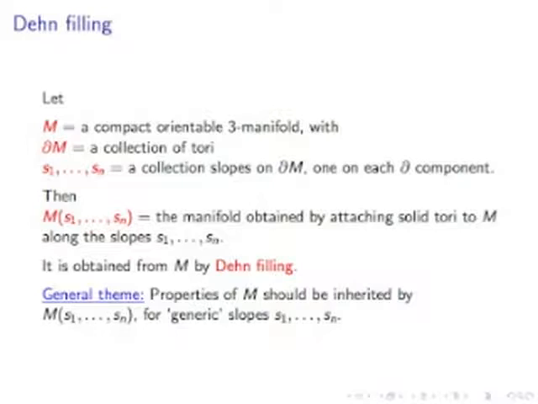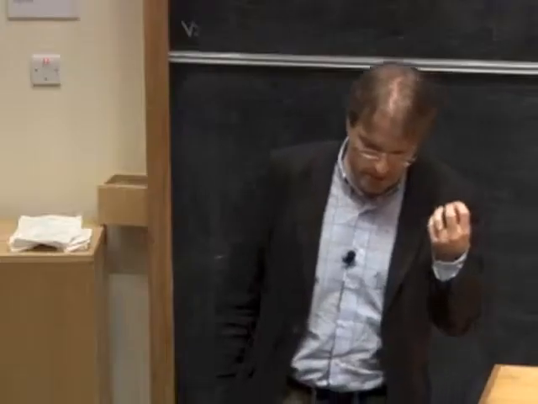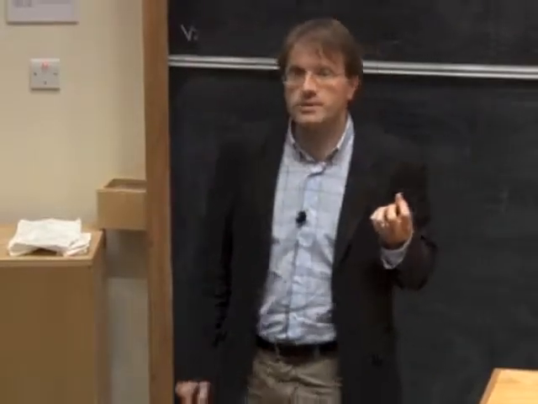As I say, there's a general theme in surgery theory that properties of the unfilled manifold M, the manifold that you start with, should be inherited by the filled-in manifold M(S1, ..., Sn), for generic slopes S1 up to Sn. So that's the general theme, and that's what the Dehn surgery problem is about. So the Dehn surgery problem deals specifically with the geometry of these manifolds.